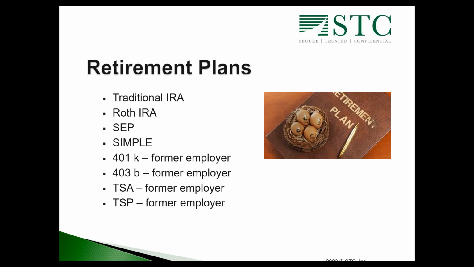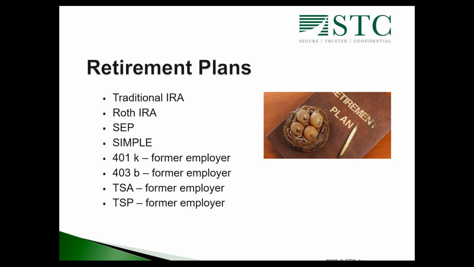Now, I just brought onto your slide four different types of plans that say former employer. So a 401(k) is a for-profit company, corporate type of plan. 403(b)s are often used by charitable organizations, nonprofits. TSA, tax-sheltered annuities, and TSP, thrift savings plan. TSP, federal government, can be that type of plan. So different employers, different types of plans.